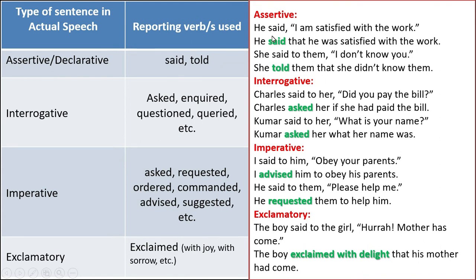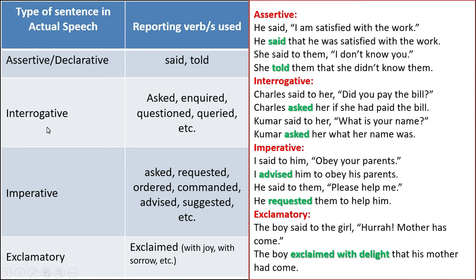He said, "I am satisfied with the work." Now, he said that he was satisfied with the work. Now there is no listener mentioned here, so said remains unchanged. There is no change at all. Look at this example here. She said to them, "I don't know you." She told them that she didn't know them. Now, because we have a listener here, said changes to told.